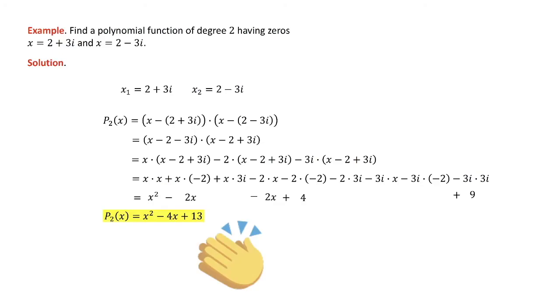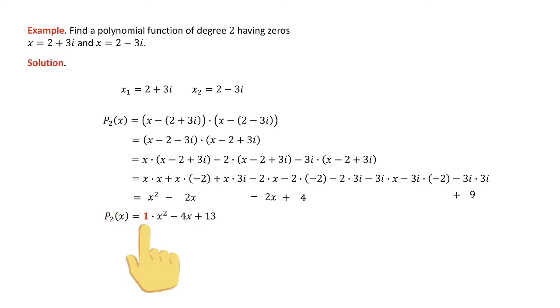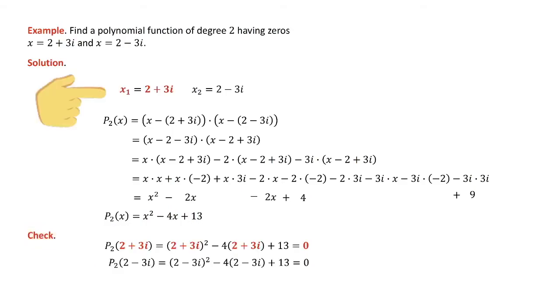Notice there's no i's left. There's no coefficients that have i in it. Nice and clean. And you can check. Notice the coefficients are 1, minus 4, 13. Everything is real. I mean, you can plug these in and check. I don't necessarily recommend it. There's zeros.